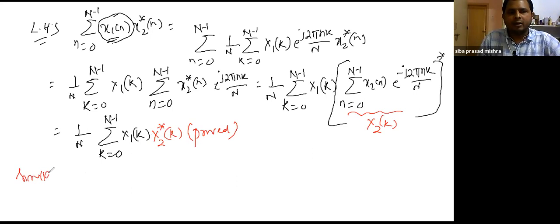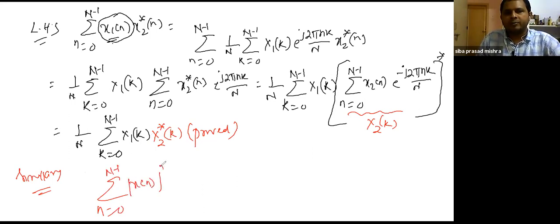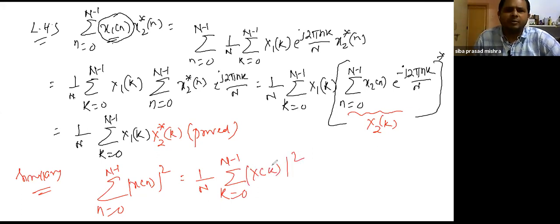Similarly, in the same way you can do this proof: summation of n from 0 to N minus 1 of x of n mod square equals 1 by N summation of k from 0 to N minus 1 of x of k mod square. Okay, it's very simple. Here, instead of x1 n and x2 n, you simply take x of n multiplied by x conjugate n. Then instead of x1 k, you simply write x of k. Instead of x2 conjugate, you simply write x conjugate n. Then this is simply x of k.